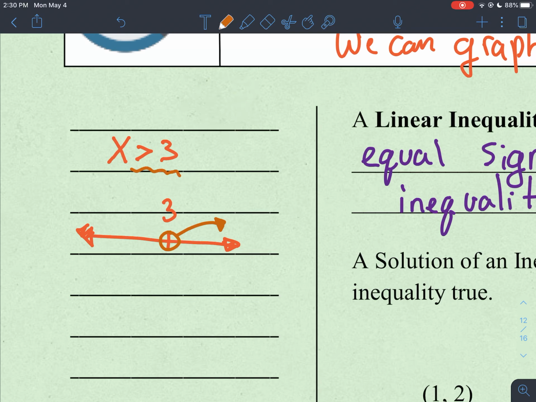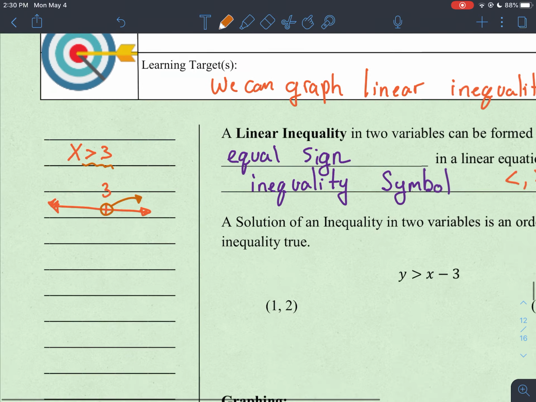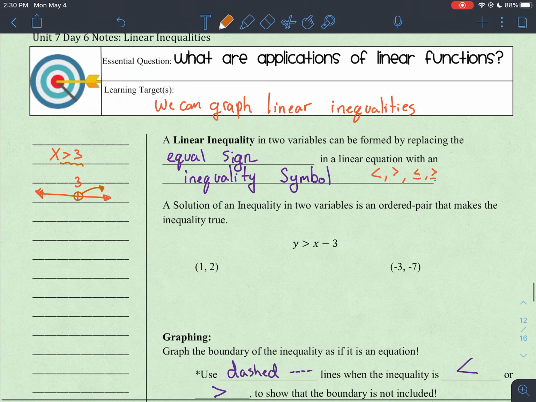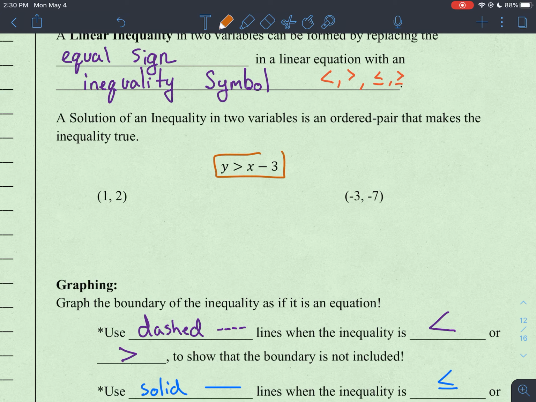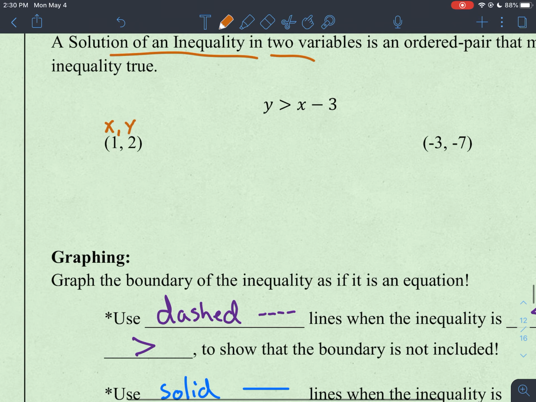Now, in that situation, we're only dealing with one variable. We're talking about linear now, so we're going to talk about two dimensions. So if you look at something like this, you've got a linear inequality. You now have two variables in the mix. So the solution of an inequality in two variables is an ordered pair that makes the inequality true. So remember, your ordered pair is x comma y. So let's go ahead and see if these make this statement true.